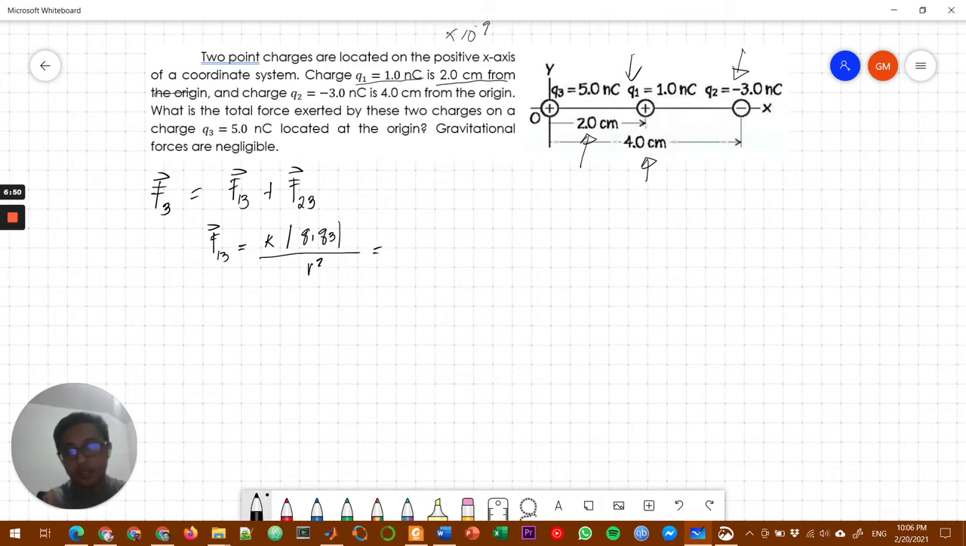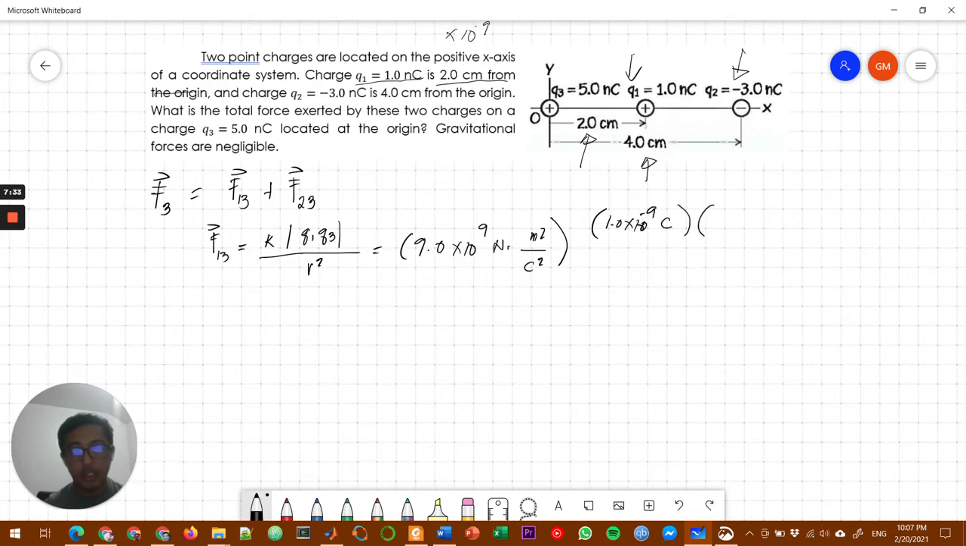So we have K, which you should recall from our previous discussion, has the value 9 times 10 to the positive 9. And its unit is Newton meter square over coulomb square. Okay. And then the charge Q1 is 1 nanocoulomb, or that's 1.0 times 10 to the negative 9 coulomb.